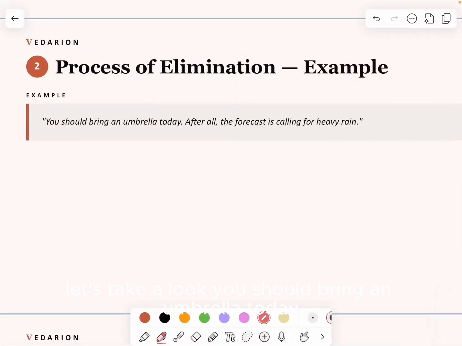You should bring an umbrella today. After all, the forecast is calling for heavy rain. So after all is an indicator word for premise, meaning this part of the sentence is the premise: the forecast is calling for heavy rain. So you have to ask, well, what is it supporting? It seems to be supporting that, because the forecast is calling for heavy rain, therefore you should bring an umbrella today. So the conclusion is this part.